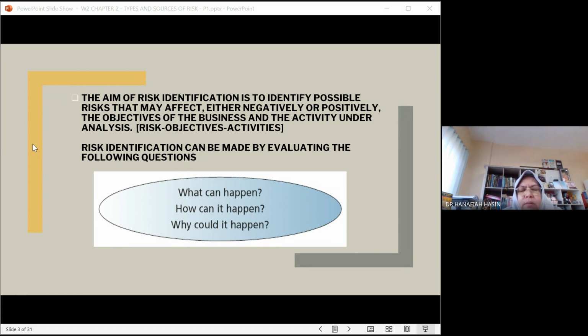To answer these questions, for example, what can happen? This question encourages you to think broadly about the potential events or outcomes that may exist later. It helps you identify the risk, whether positive or negative. Negative means it is a threat to the business, and positive means it may be an opportunity for the business. It is a way of stimulating creative ideas, and you can think critically about the potential event or outcome.